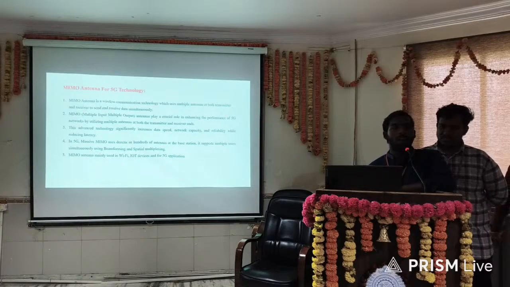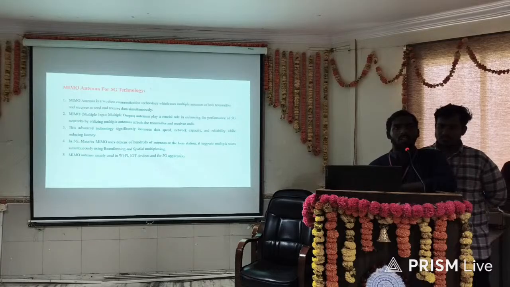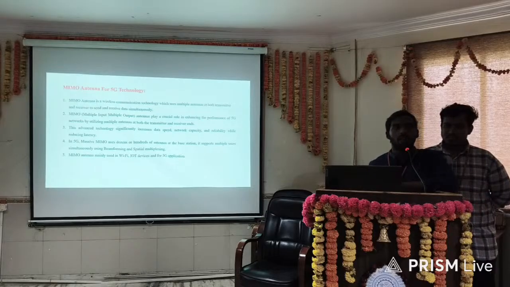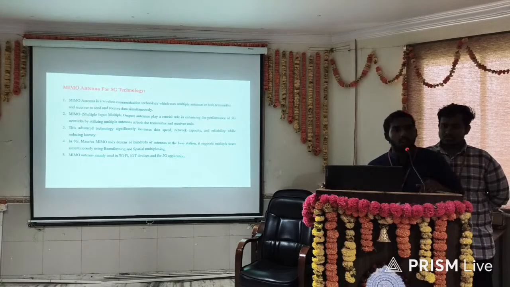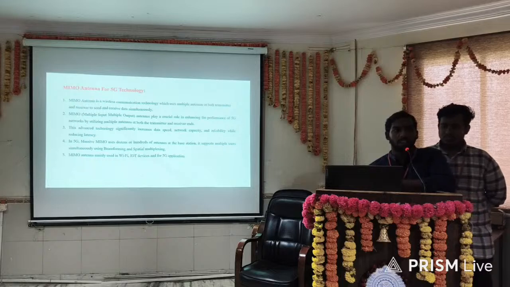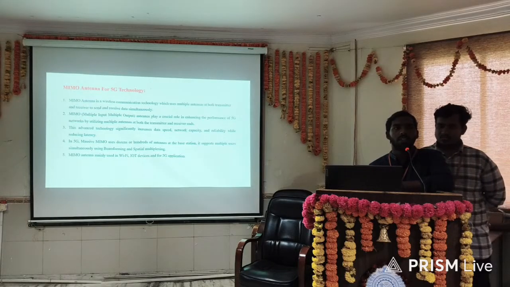Next, MIMO antenna for 5G technologies. A multi-input, multi-output antenna is a wireless communication technology which uses multiple antennas at both the transmitter and receiver for transmitting and receiving data. MIMO antennas play a crucial role in 5G networks, and this advanced technology significantly increases data speed, network capacity and reliability. It is used in Wi-Fi, IoT devices and 5G applications.